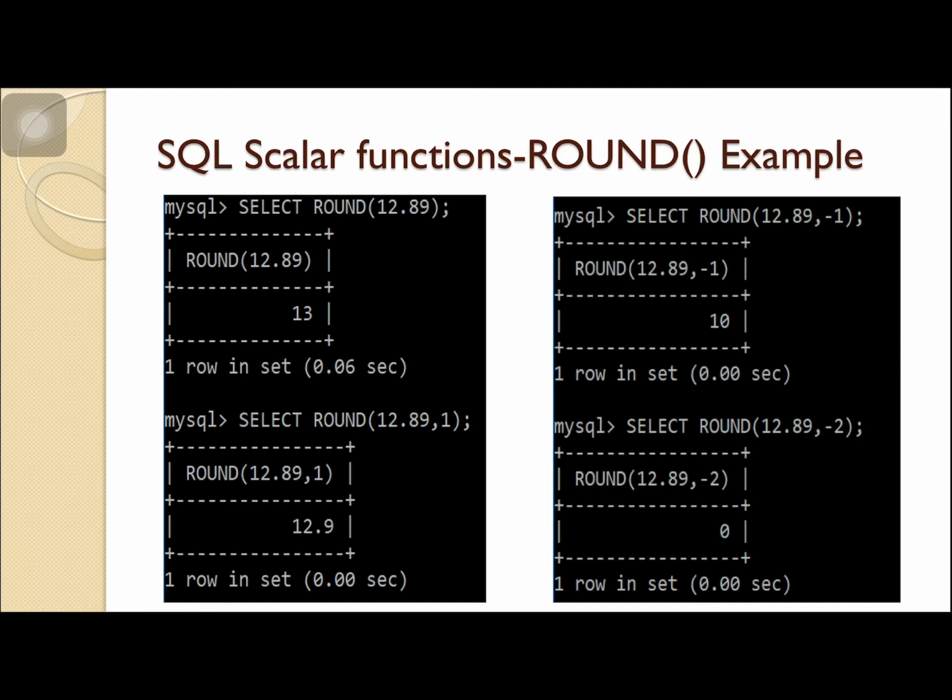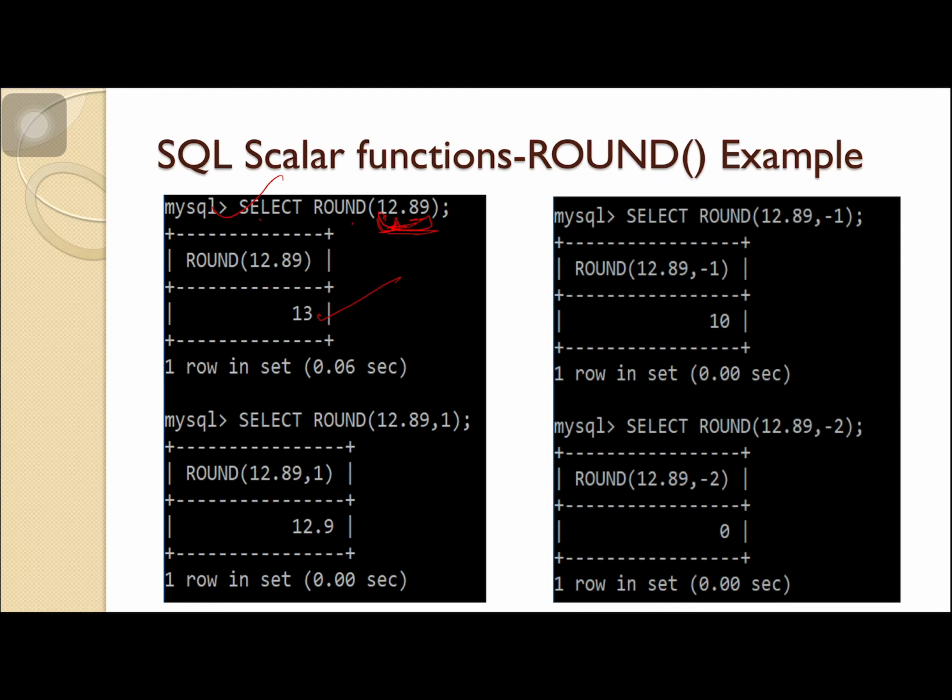Now the round function is quite an important function, and there are various versions of it. The round function is used to round a particular number and convert it into a whole number. If we write select round 12.89, you can see the number after the decimal is 8. If the number is 5 or greater, then the digit before the decimal will be increased by 1, that is 13. So 12.89 is rounded up into 13.